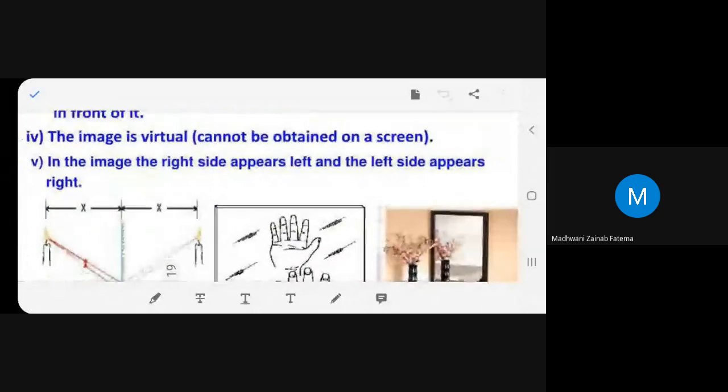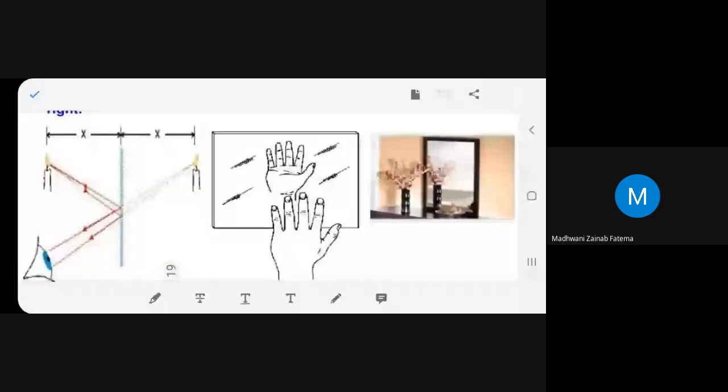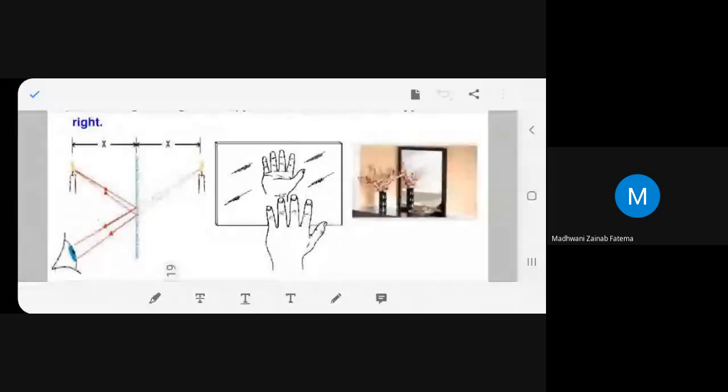Now, if you are touching your right ear, in the image, what will be shown? That you are touching your left ear. Yes or no? Yes, ma'am. So, all of you have understood nicely? Yes. Okay.